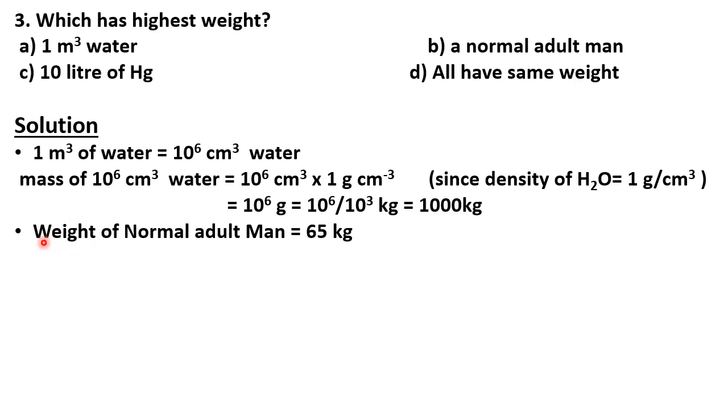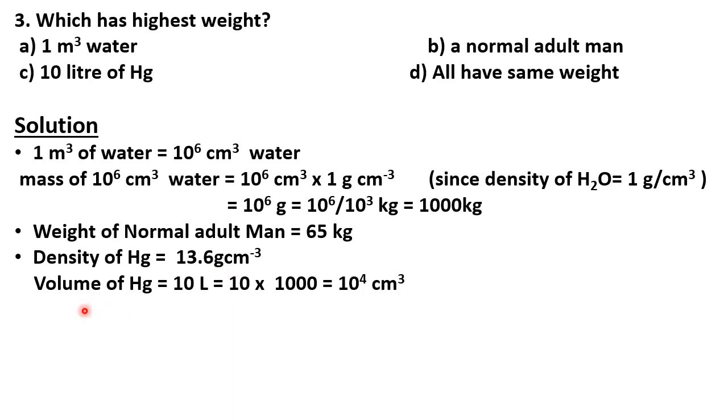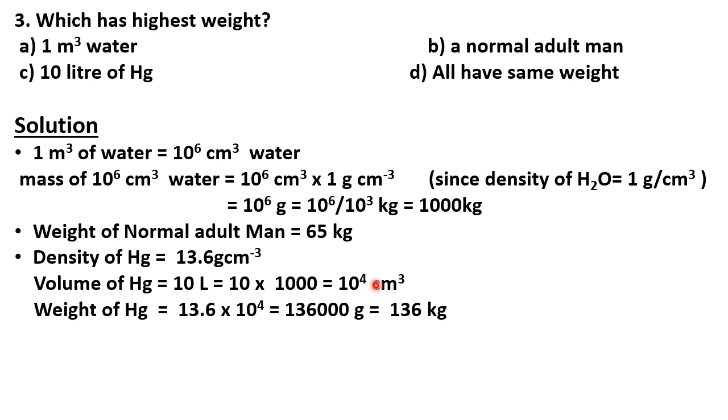Usually the weight of a normal adult man will be 65 kg. The density of Hg, that is mercury, is 13.6 gram per cm cube. The volume of Hg given here is 10 liter. Convert it to cm cube scale: 1 liter is equal to 1000 centimeter cube, so 10 liter is equal to 10 into 1000 centimeter cube, that is 10 to the power 4 centimeter cube.